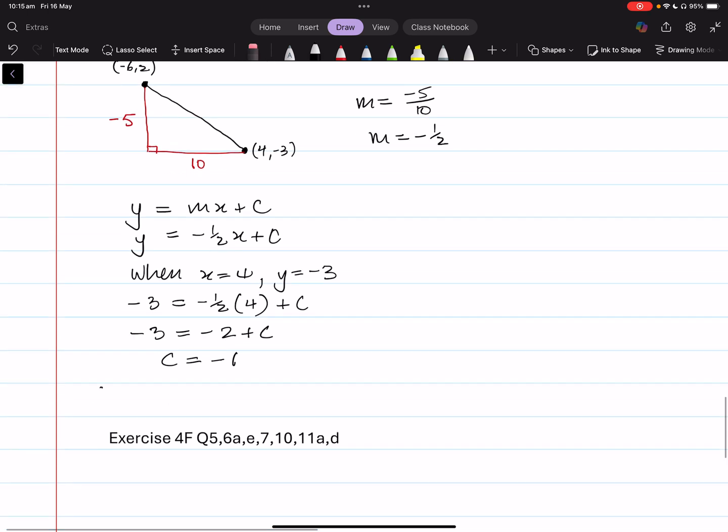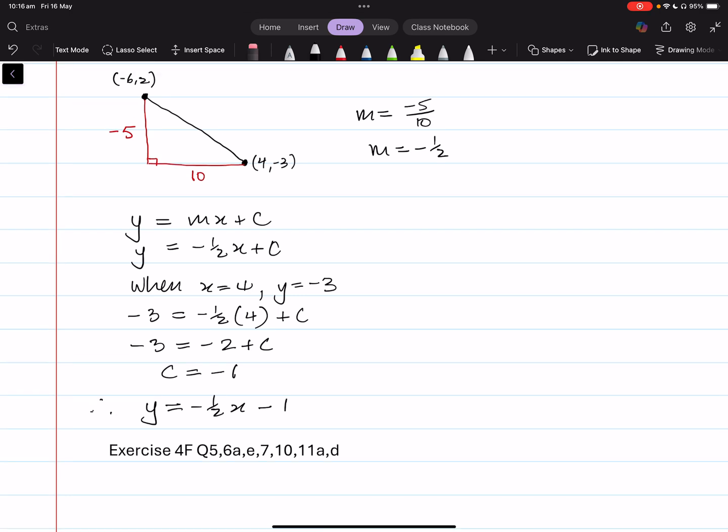Now that we've got that, we can write the equation of the line. It's y equals m, which was -1/2 x plus c, which is -1. And there is the equation of the line. All right, so you can now go on with the exercise.